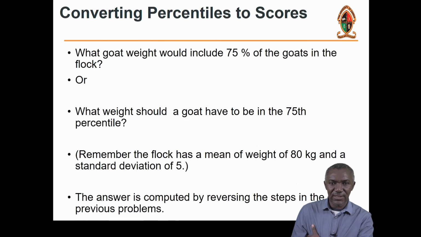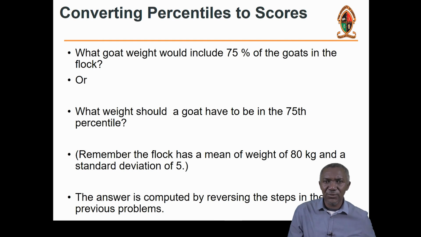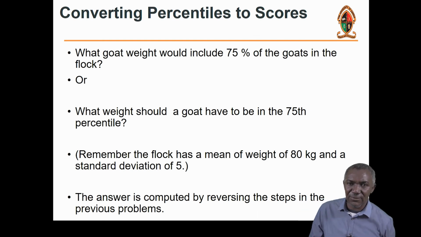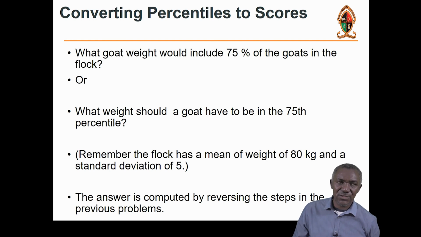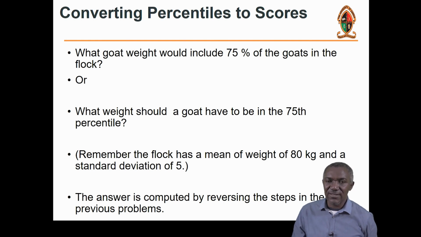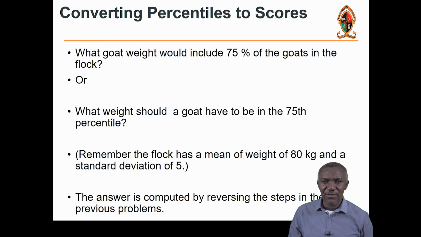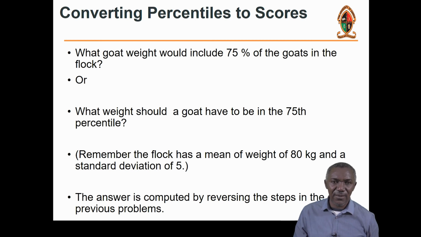Now let's look at converting from percentile ranks to scores. We have been using scores to convert to percentile ranks. Now suppose you are given a scenario which talks about moving from percentile ranks to scores. Here the question is, what goat weight would include 70% of the goats in a flock?